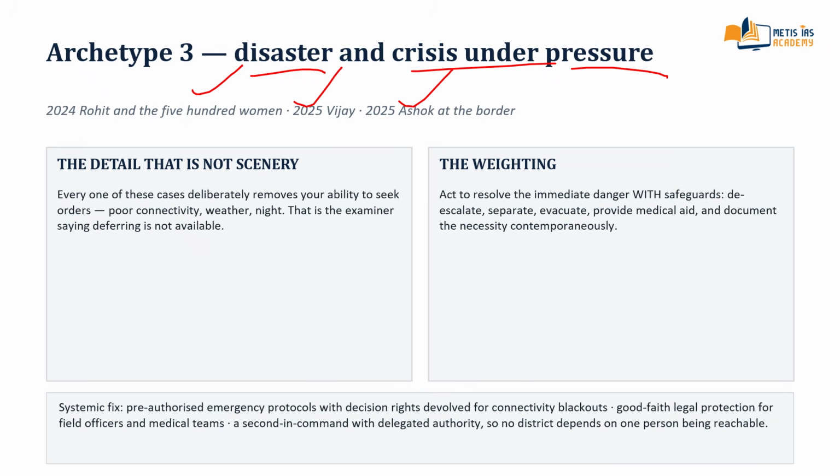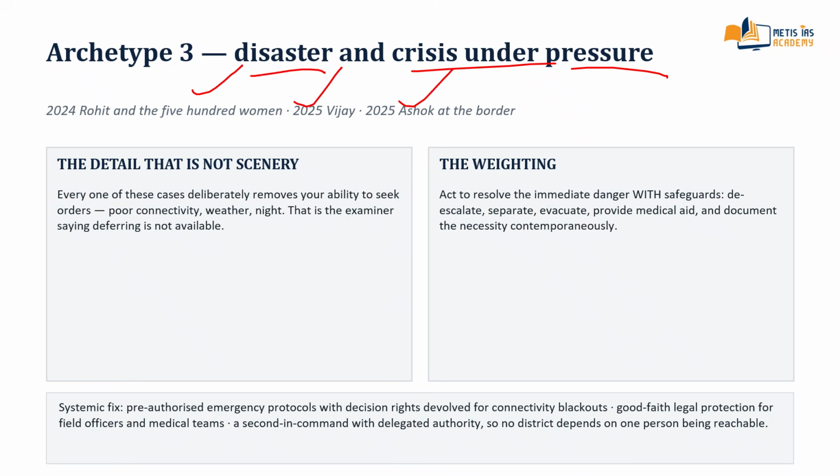With the crisis waiting, rigid protocol following is legal, but often ethically indefensible if it costs a life that could have been saved, and frequently unworkable in the moment. Act to resolve the immediate danger with safeguards: de-escalate, separate, evacuate, provide medical aid, and document the necessity contemporaneously.